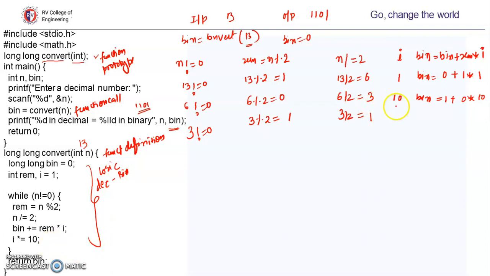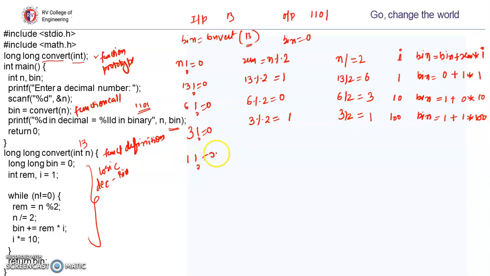It was 10 in the previous step, so it becomes 100, and bin will be bin plus remainder into i. In the previous step bin is 1, and remainder is 1 here, and what is the value of i? It is 100, so it will be 101. Okay, and next time what will be the value of n? The value of n will be 1.